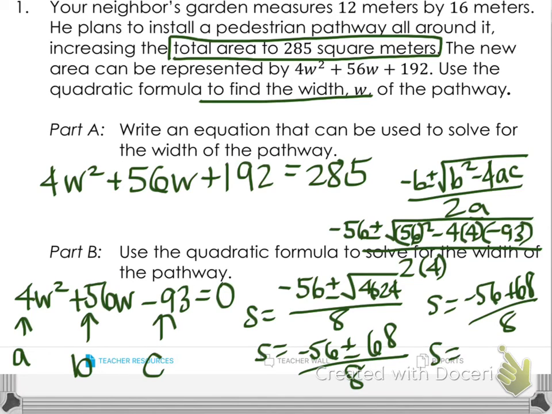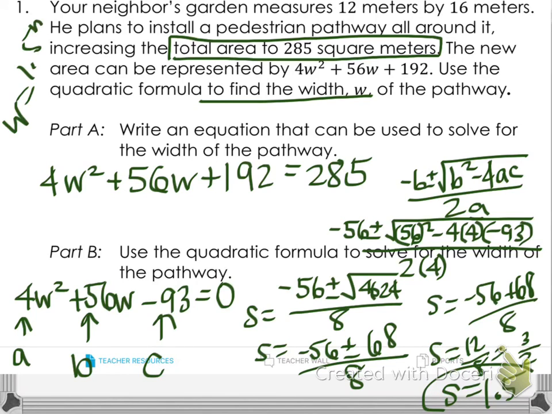When we do that, we end up with w is equal to 12 over 8, or we can say that's the same as 3 halves, or w is equal to 1 5/10. It represents 1 5/10 meters. So our final answer here again, w equals 1 5/10 meters.